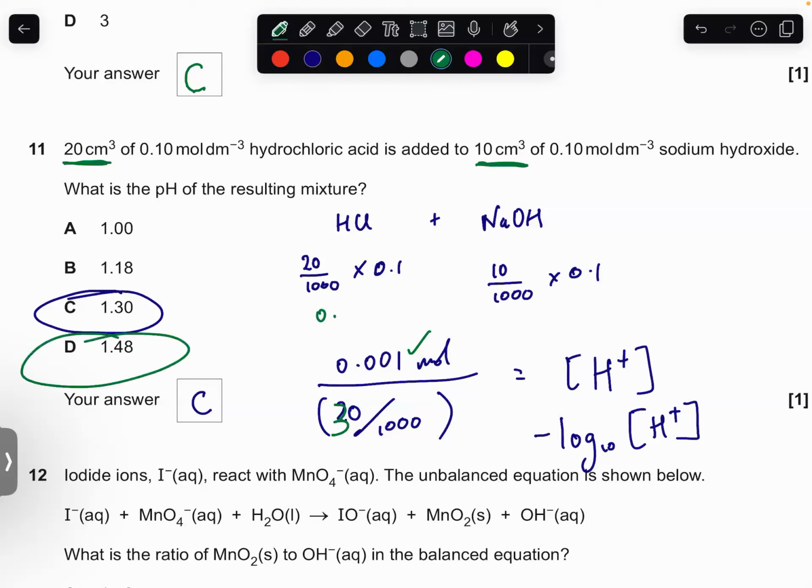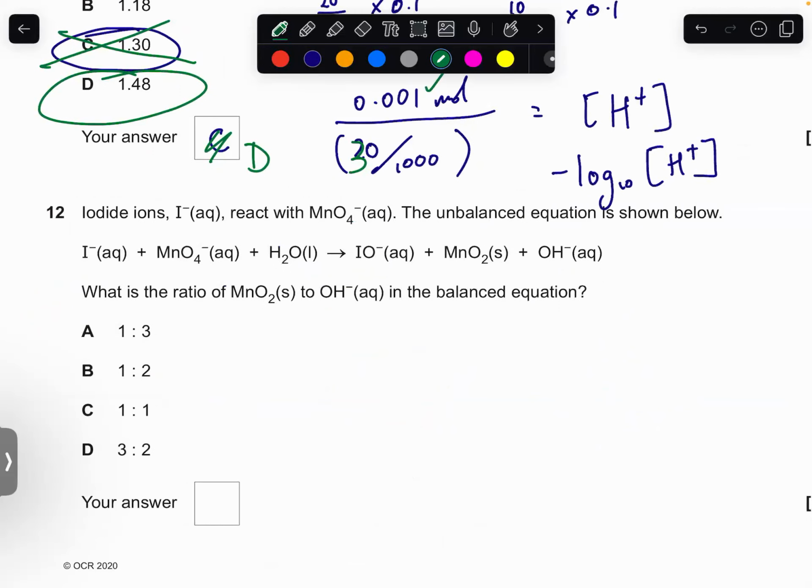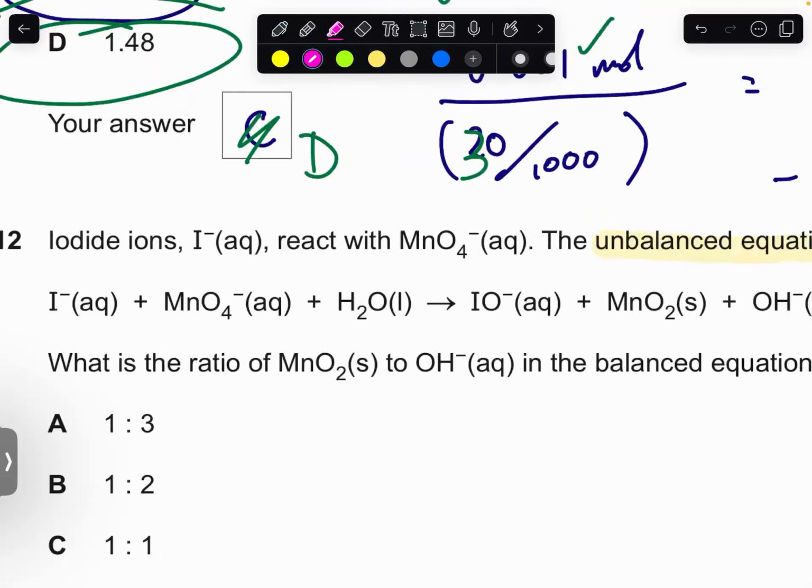0.48. Answer is D. Now we're talking 11D. This question here, the fact that this is an unbalanced equation, we need to balance it, but these type of equations, we always balance in terms of electrons.